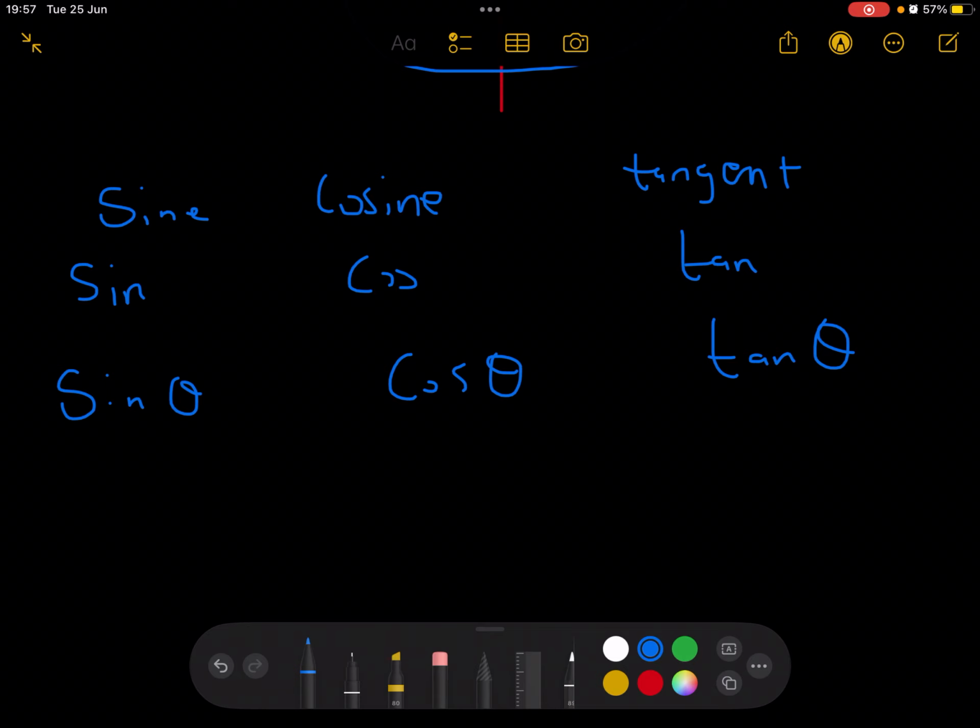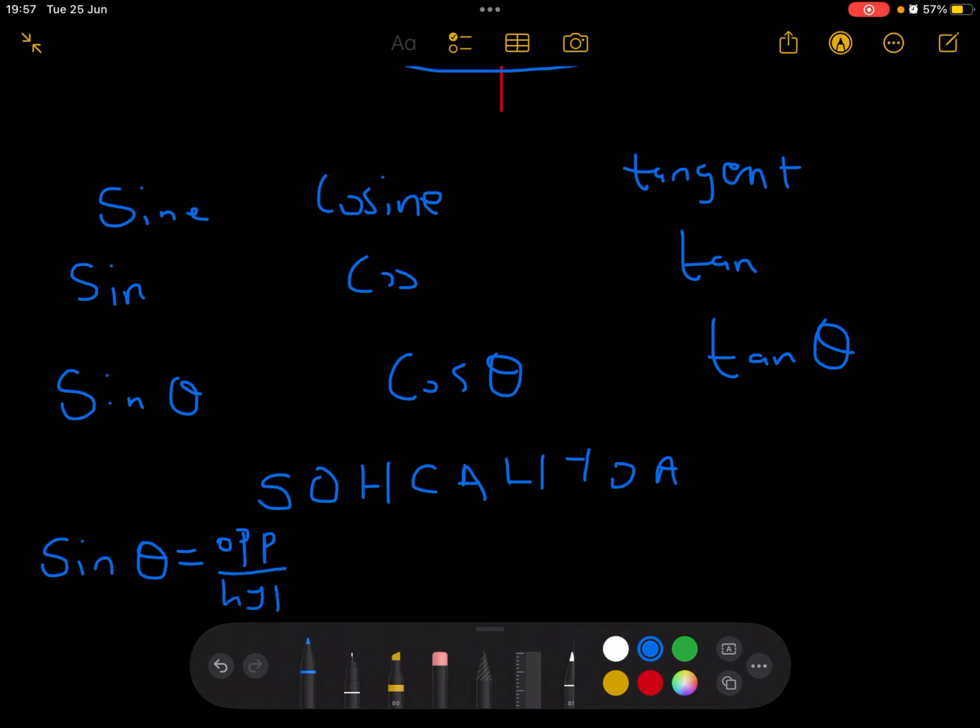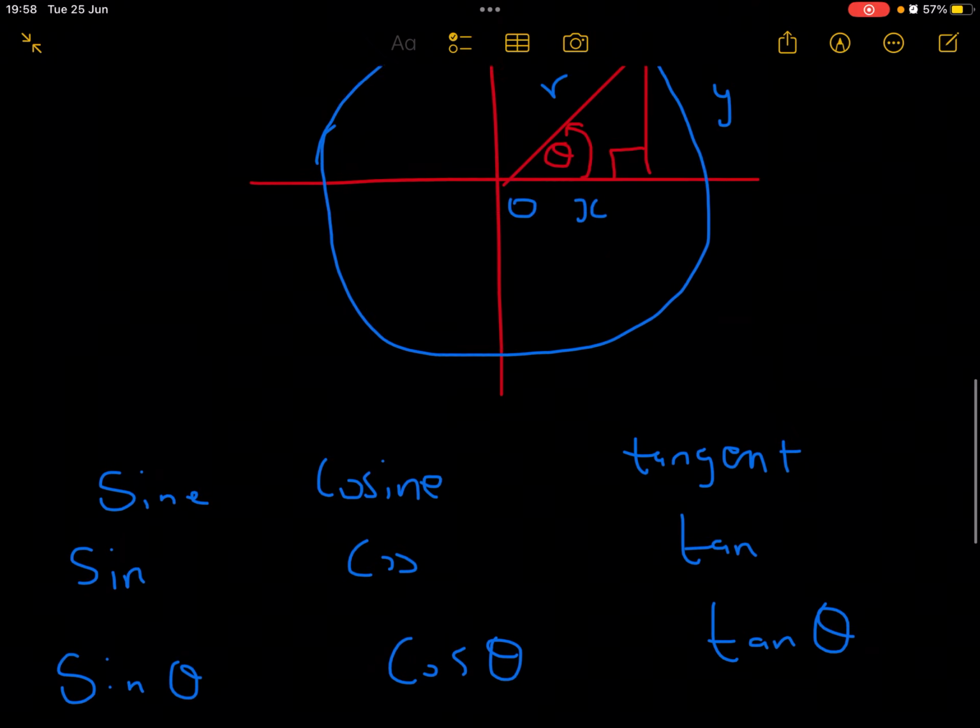Now, in short, you will find two mnemonics. Firstly, it's SOHCAHTOA, and another one called CHACHOTAO, which some people like using. With SOHCAHTOA, the trig function sin of an angle theta is the opposite side over the hypotenuse side. But have we defined what is the opposite side?